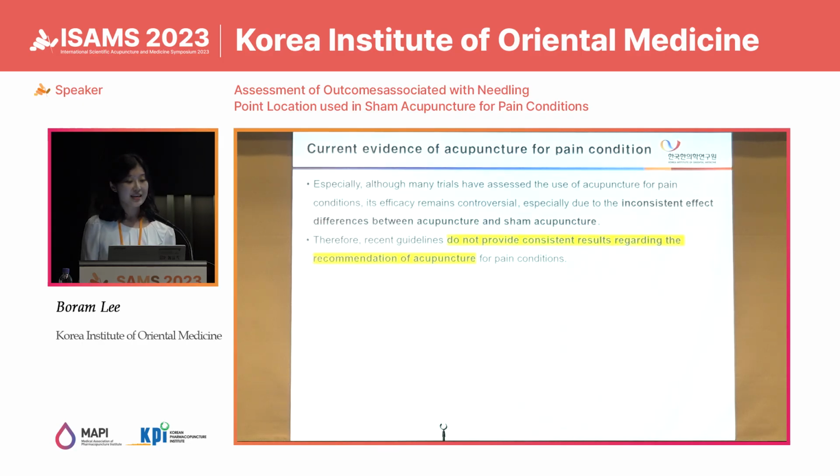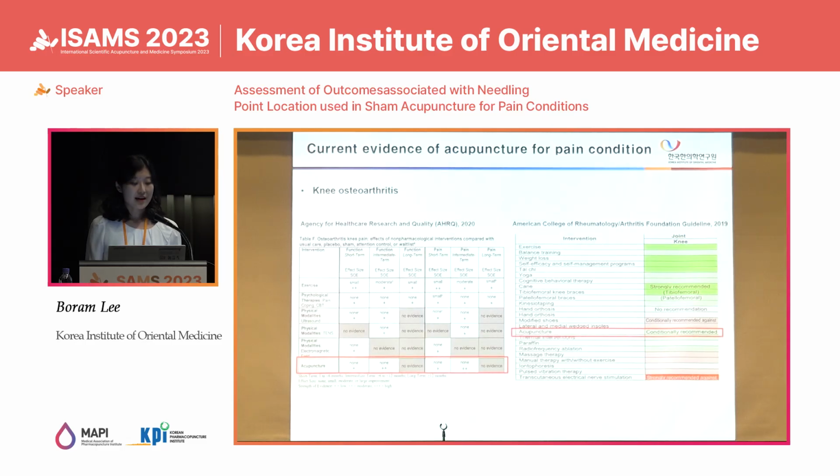Especially, although many trials have assessed the use of acupuncture for pain conditions, its efficacy remains controversial, especially due to inconsistent effect differences between acupuncture and sham acupuncture. Therefore, recent guidelines do not provide consistent results regarding the recommendations of acupuncture for pain conditions.